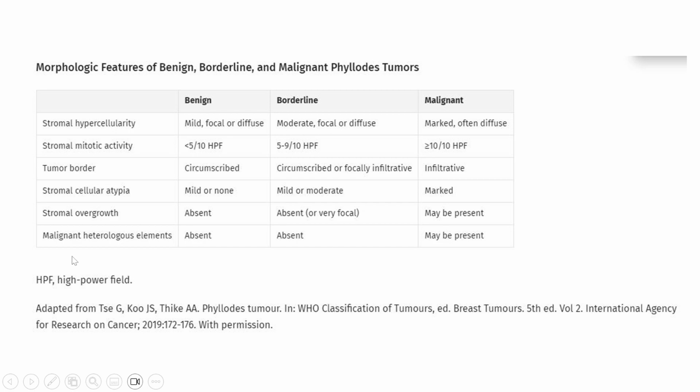Of course, if you can see malignant heterologous elements, including chondrosarcoma, osteosarcoma, or other types of sarcoma element, you should be suspicious for malignancy. But there is a pitfall: if you see some well-differentiated liposarcoma, that may not be malignant, so you could not base on that criterion to call it malignant. But if you see a de-differentiated liposarcoma component, so a really high-grade feature, you can still base on that one feature to call that malignant phyllodes.